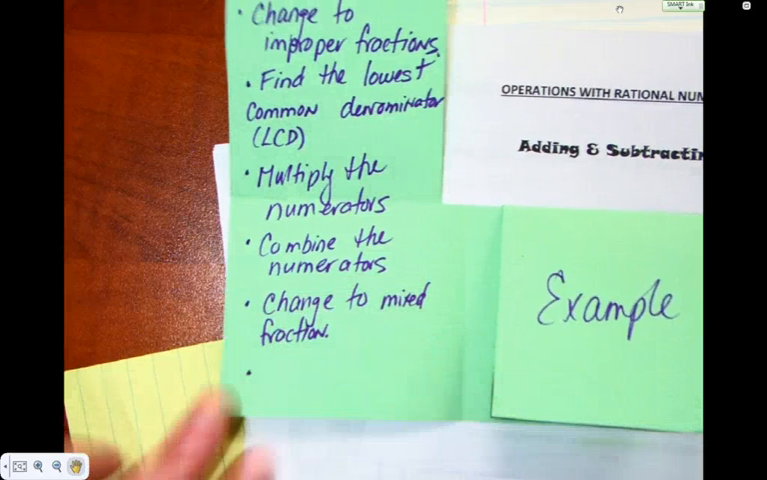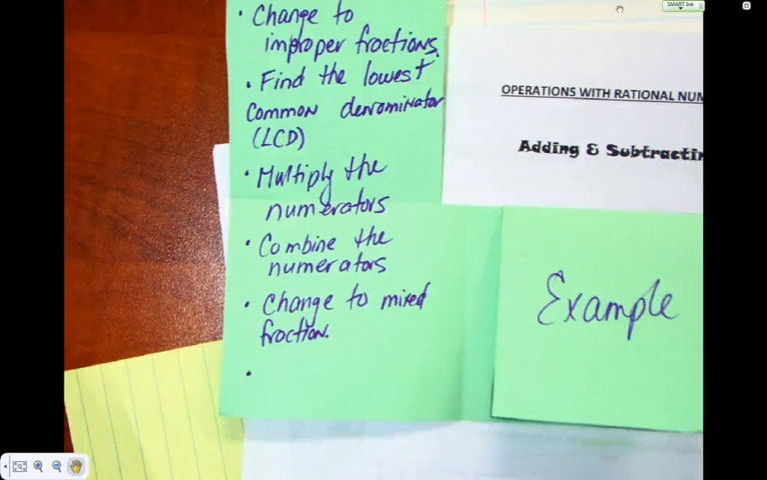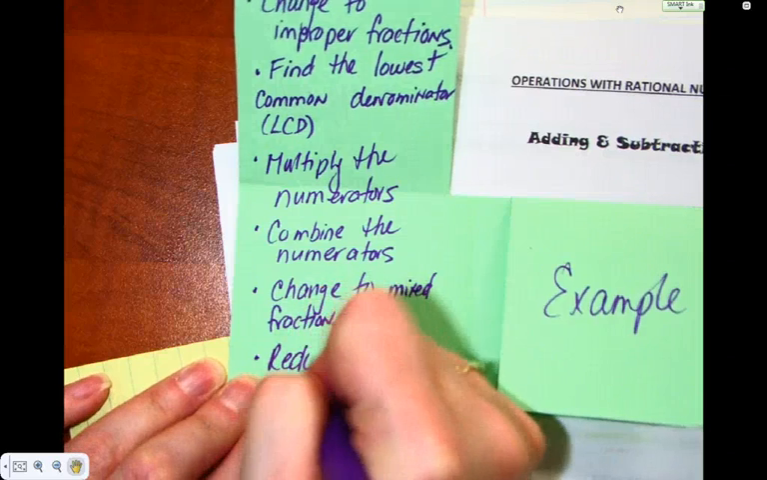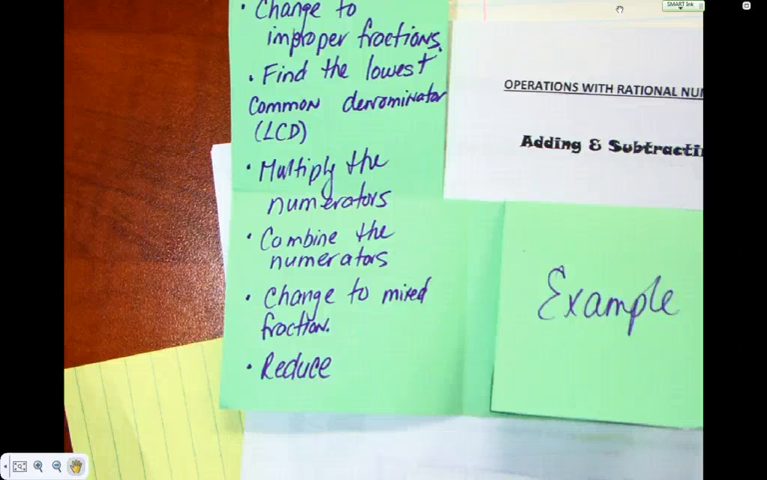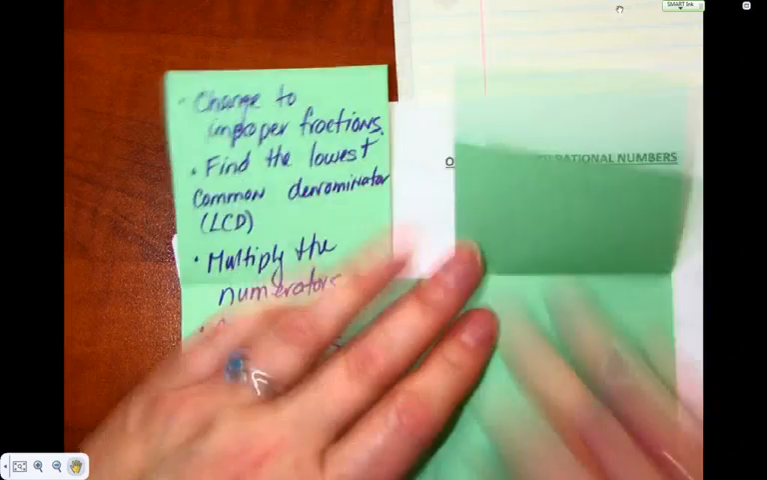And the last step, which is always the last step, no matter what we're doing to fractions, whether we're adding, subtracting, multiplying, dividing, solving, finding, equating fractions: simplify or reduce, whichever word you like better. So change to improper fractions, find the LCD, multiply the numerators, combine the numerators, change to mixed fraction, reduce. Okay, let's do an example.